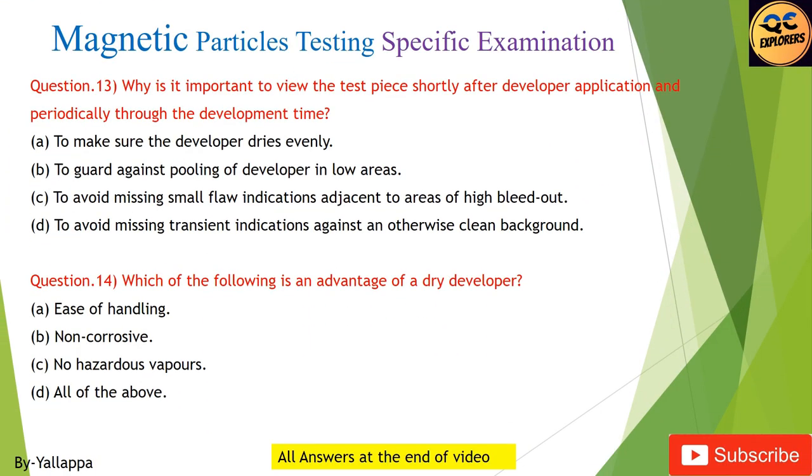Question 13. Why is it important to view the test piece shortly after developer application and periodically through the development time? To make sure the developer dries evenly; to guard against pooling of developer in low areas; to avoid missing small flaw indications adjacent to areas of high bleed out; to avoid missing transient indications against an otherwise clean background.